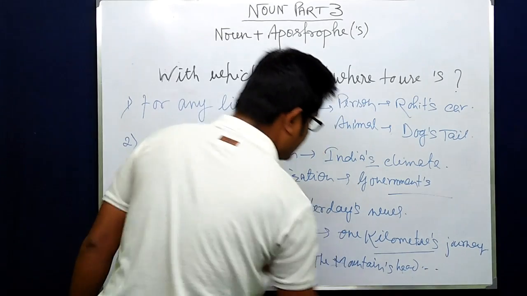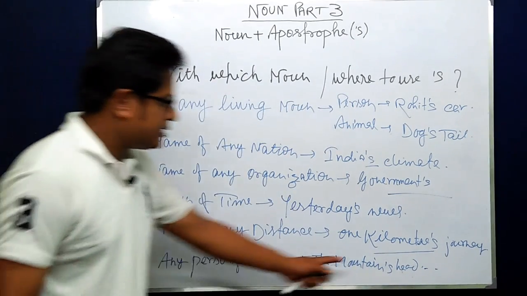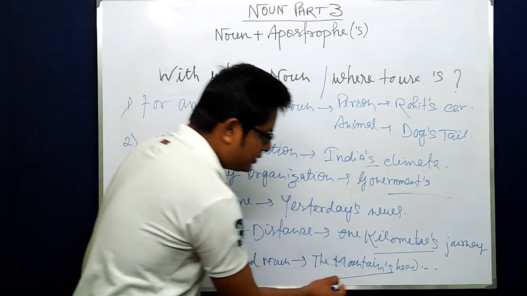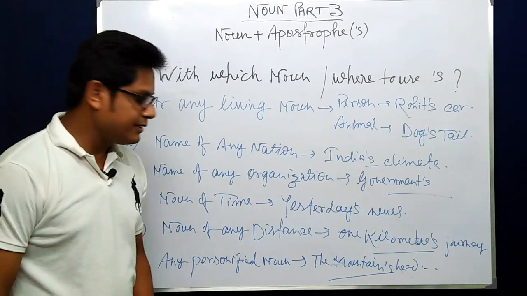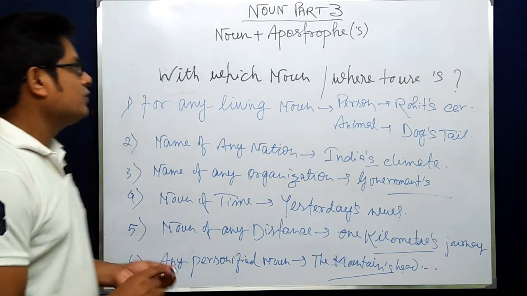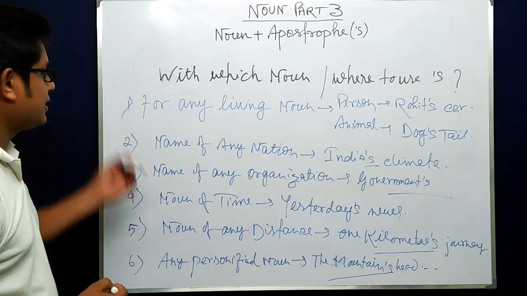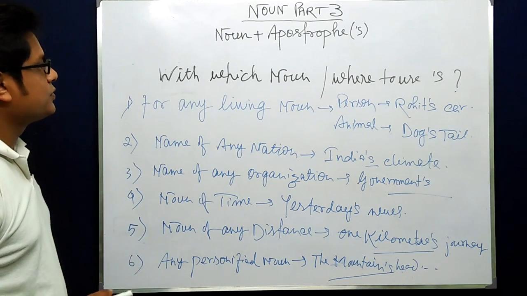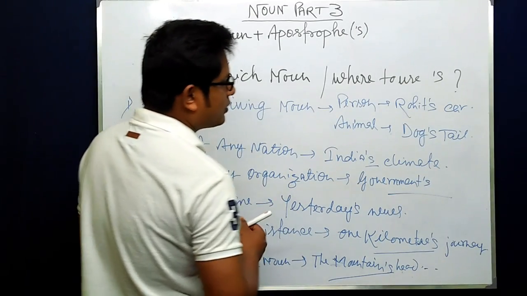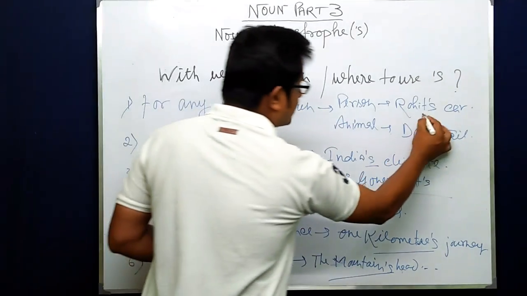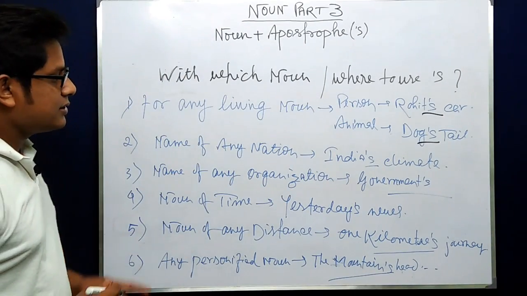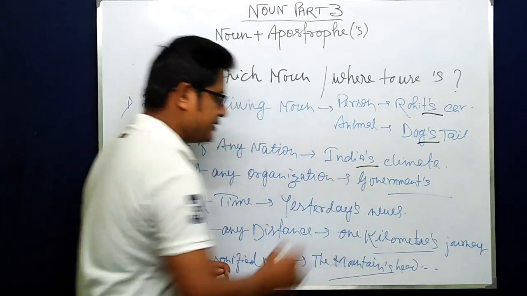Suppose this sentence is not completed: the mountain's head. So mountain is personified over here, so you can use apostrophe s with that particular noun, right? This is the list where you can use apostrophe s. You can use it for any living noun, that could be a person or any animal. So Rohit's, dog's, the name of any nation could be any nation. So apostrophe s you can use.